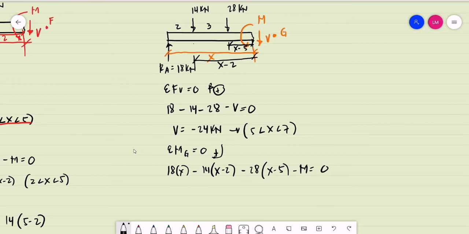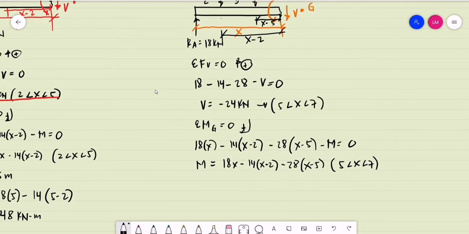So the equivalent of the moment for this segment is equal to 18 of x, minus 14 multiplied by x minus 2, minus 28 multiplied by x minus 5. So this is for the segment 5 less than x less than 7 meters. And now we are to write these details on our diagram.